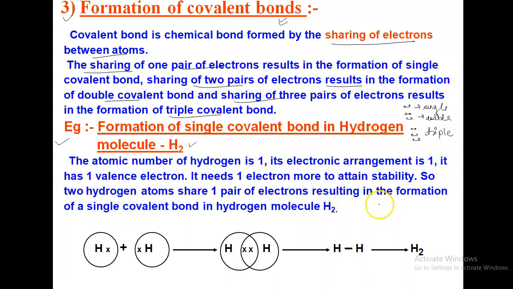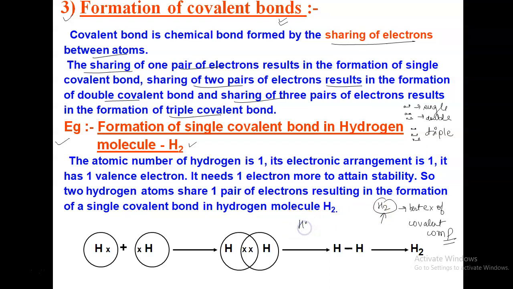How is the H2 molecule formed? H2 molecule is the best example of a covalent compound. If I ask you, give me an example of a covalent compound, what will you say? H2. It is the simplest molecule. It is the simplest example of covalent bond.